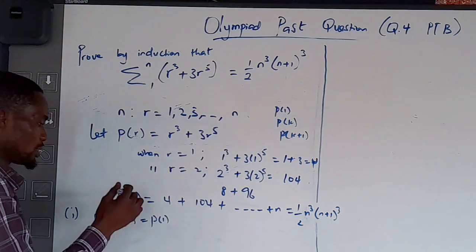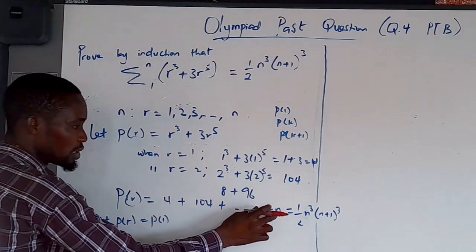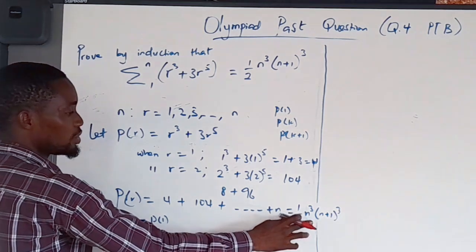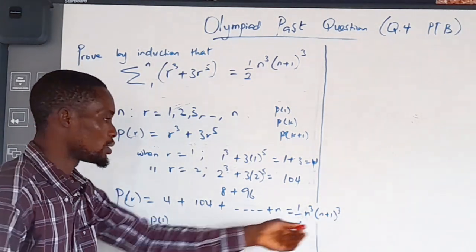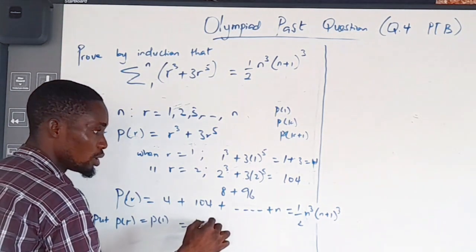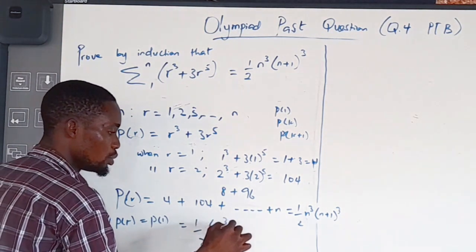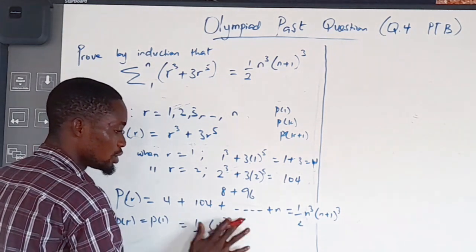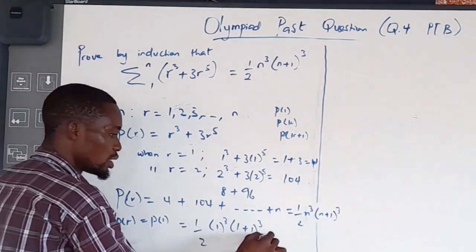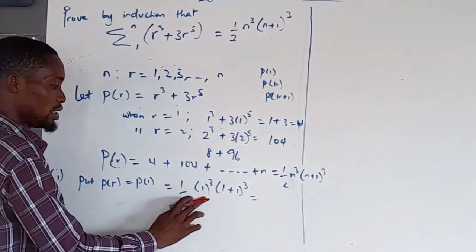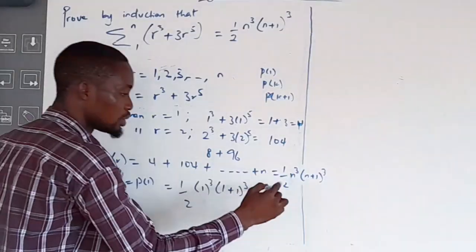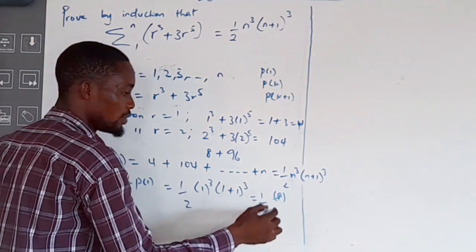Now, how does it become? Whenever I see r, I put 1. This is r here, and this is in terms of r relatively, so I'm going to use this as my r. I'm going to have 1 over 2 into 1 cubed times (1 plus 1) all raised to power 3. That becomes 1 cubed is 1, times 1 is 1 over 2. 1 plus 1 is 2, and 2 cubed is 8. Now 8 divided by 2 is 4.